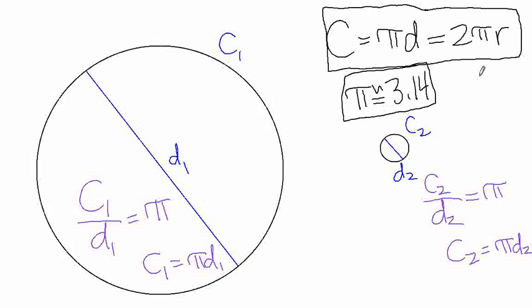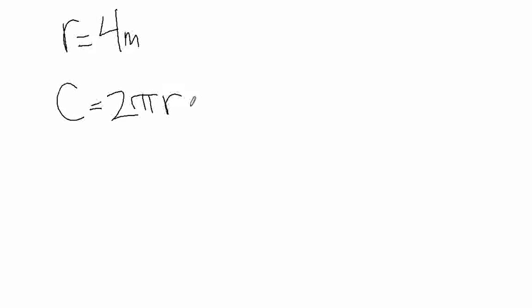Now, let's do some examples using this formula. Suppose I had a circle with a radius of 4 meters. What is the circumference? Well, the circumference is equal to 2 pi r. So 2 times pi times 4, that gives 8 pi meters. Okay? You can multiply 8 by 3.14 on your calculator. That'll give you a number slightly larger than 24. Okay?